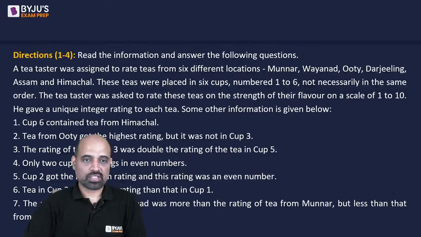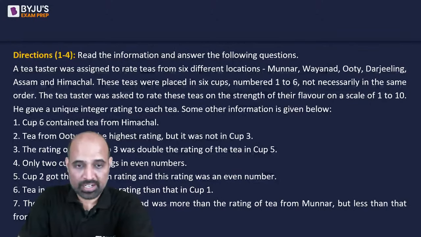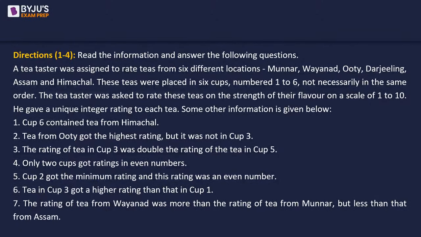So this is the first set, and I'm going to hide myself so that you guys can see the entire question. The set says a tea master was assigned to rate teas from 6 different locations: Munnar, Uti, Darjeeling, Assam and Himachal. These teas were placed in 6 cups numbered 1 to 6, not necessarily in the same order. The tea tester was asked to rate these teas on the strength of their flavor on a scale of 1 to 10. He gave a unique integer rating to each tea. Some other information is given below.